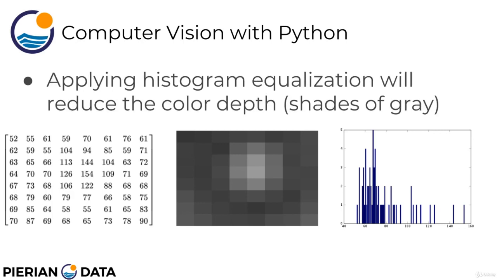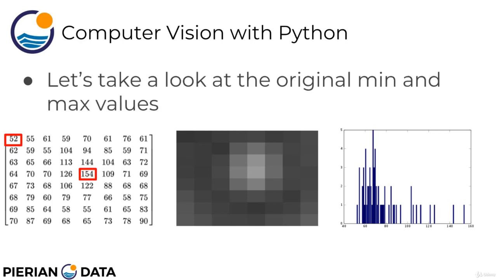What we're going to do is apply histogram equalization, which is going to reduce the color depth. What we mean by reducing the color depth is you're actually reducing the shades of gray. Or if you're working with a particular color channel, then you're reducing the number of in-between colors between 0 and 255. So again, take a look at the original minimum and maximum values in this array. I've highlighted them here for you. Currently, the minimum value is 52 and the maximum value is 154.